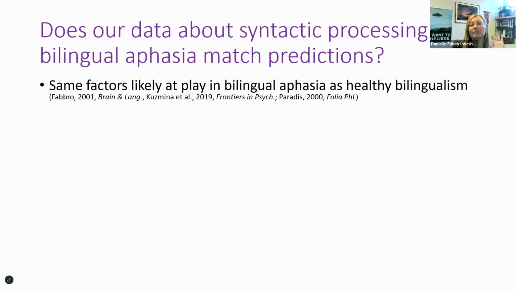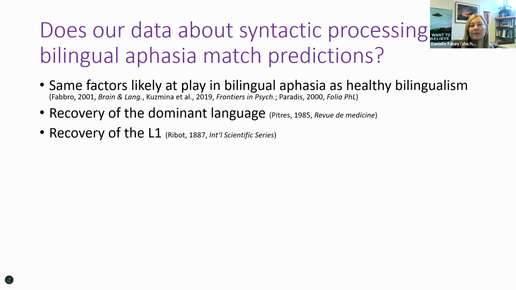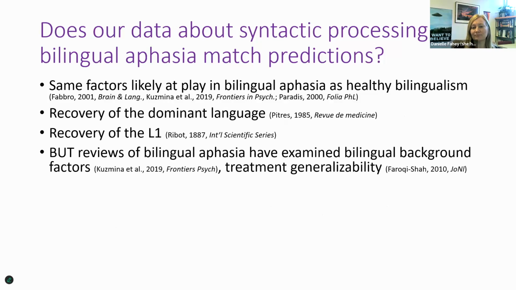Well, for one, we do see that those bilingual background factors, individual differences, just like they're affecting healthy bilingualism, we see effects in clinical populations such as bilingual aphasia. And you might be familiar with these old adages, Pitres's law, Ribot's law, that you should expect recovery of the dominant language or recovery of the first language. But if we look at reviews, we find really mixed results. And I will get to why that is going to happen. In particular, we also see really mixed results with regard to these effects in treatment generalization. So folks in America generally treating English, are we seeing effects in the non-treated language?